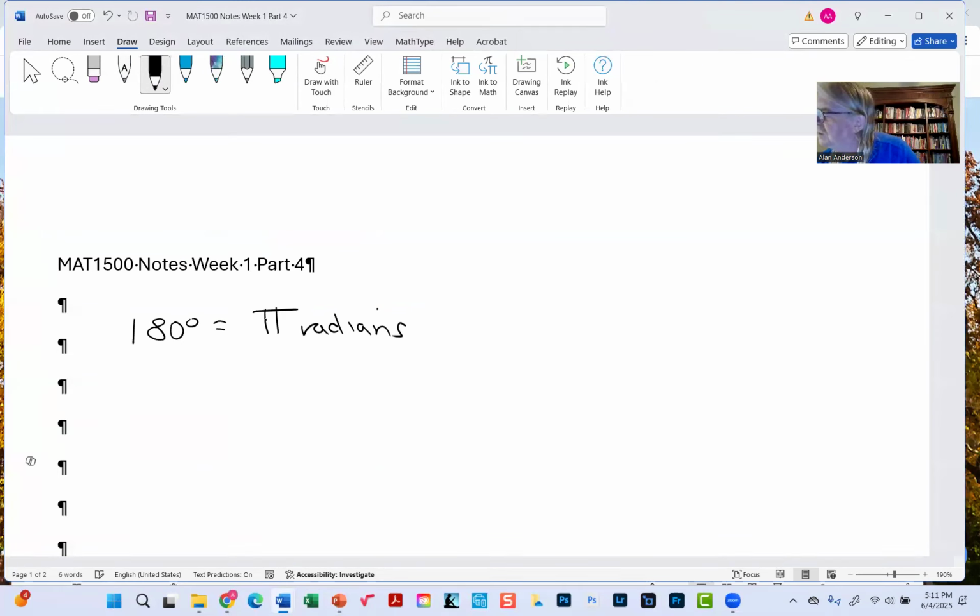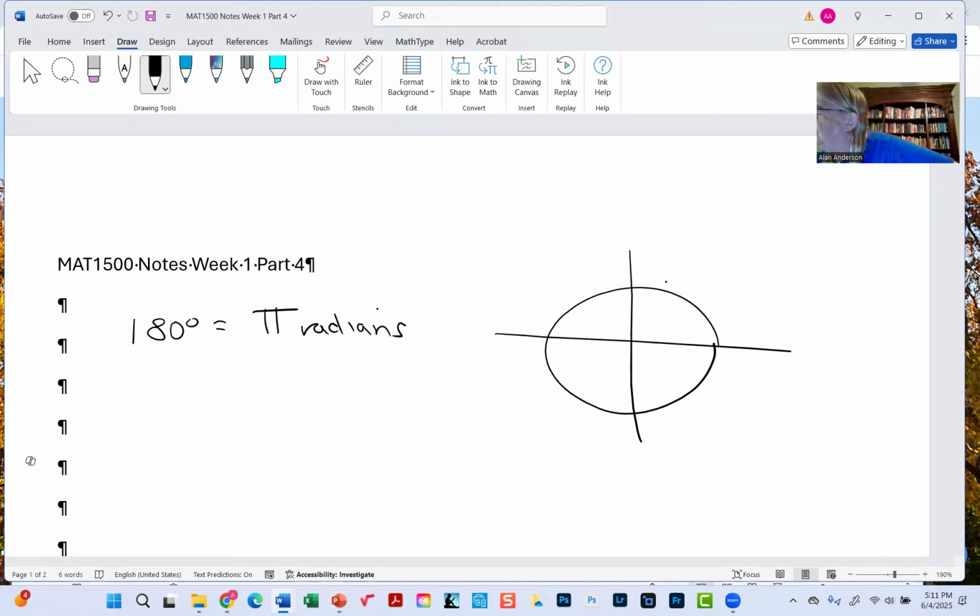Now, of course, this implies too that when we go around the circle, going all the way through the first quadrant represents 90 degrees, which is pi over 2 radians. To come down over here, it would be 180 degrees or pi. Then down here, we have 270, which is 3 pi over 2. And then to get back to the original position, that would be 360 degrees, which is 2 pi.